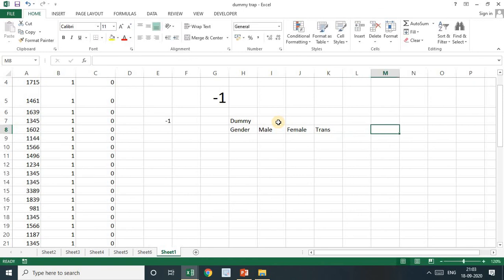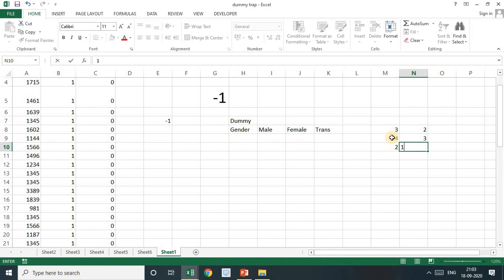How many categories are there? There are 3 categories. Okay, then how many dummies do you introduce? You can only introduce 3 minus 1, that is 2 dummies. If there are 4 categories for a dummy, introduce 3. If 2, introduce 1. Okay, then there will be no issues.